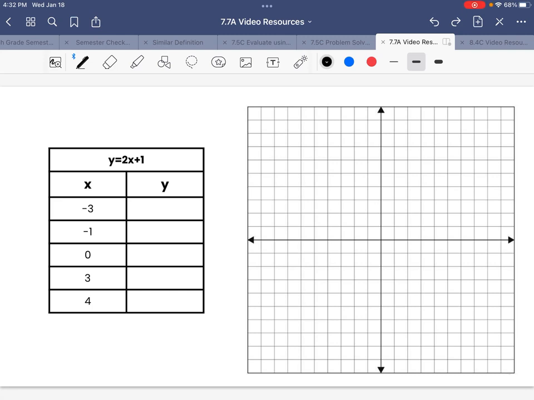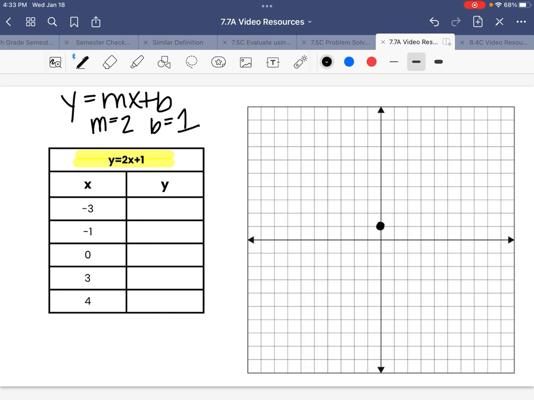Hey guys, today we're going to be focusing on how to build a table and a graph given our equation. So notice that our equation is given at the very top of the table, and it's given to us in that form y equals mx plus b. So this tells me immediately that my rate of change is 2, and my b, or my initial value, is 1.